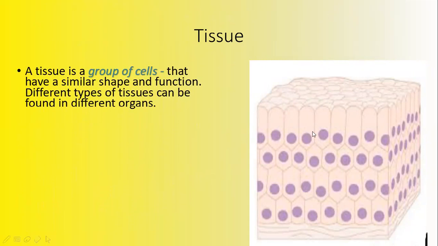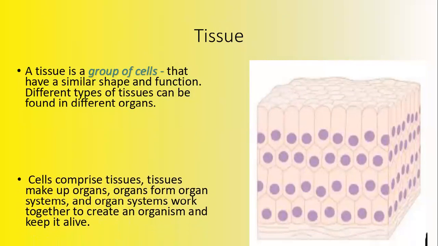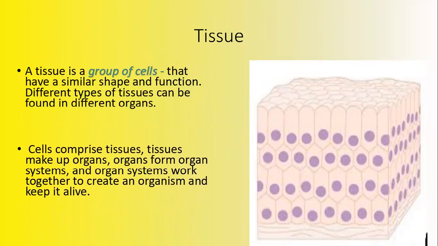If you look here, this is a cell, this is also a cell, this is also a cell. Their shape is similar, their function is similar, so this will result in a tissue. This is a tissue. This is a tissue. Cells comprise tissues. Tissues make up organs. Organs form organ systems, and organ systems work together to create an organism and keep it alive.